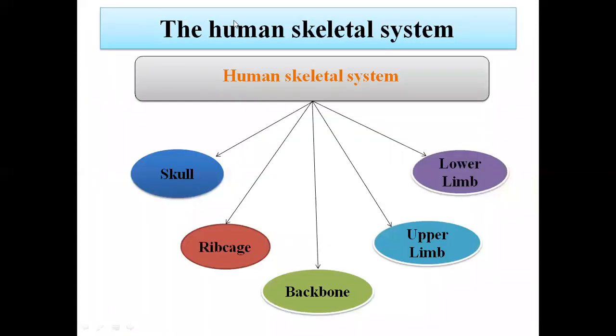The human skeletal system consists of skull, rib cage, backbone, upper limb and lower limb. So these are the main parts of the human skeletal system. This is a basic concept which we all have to know, children. See, the first one is the skull, then rib cage, backbone, upper limb and lower limb. Now we shall study all these parts in detail.